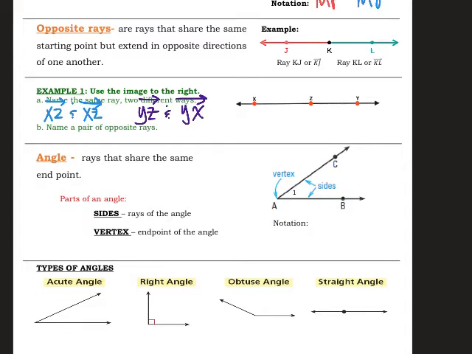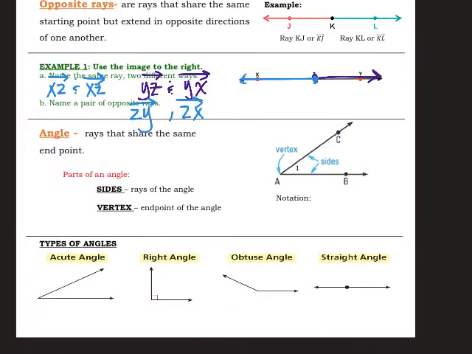Good. So I can say Z to Y, and then Z to X, and those are going in opposite rays. Now, when you write the name, it doesn't look like that, right? Because they both start at Z and the arrow's going in the same direction. But if you trace them, Z to Y is going to the right, and then Z to X is going to the left. So those are opposite rays.